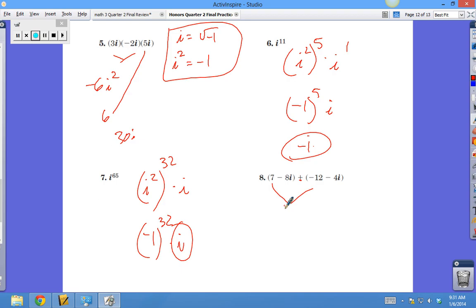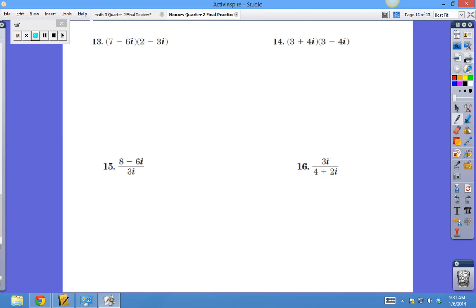7 add a negative 12 is going to be a negative 5. A negative 8i, negative 4i is negative 12i. So, combine your like terms, that's it. Last one. Let's times them. I'm not going to do them all.